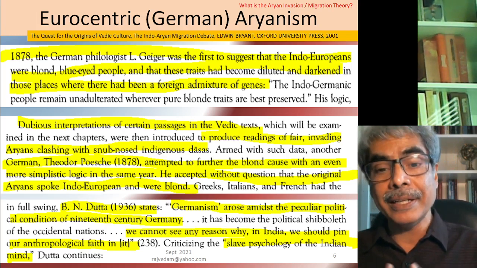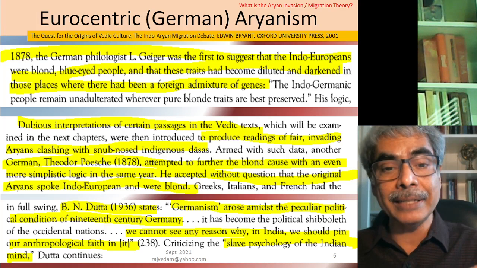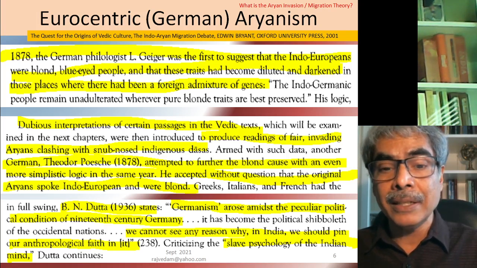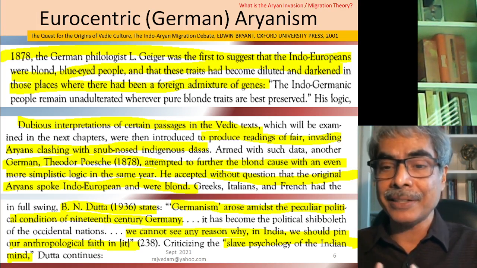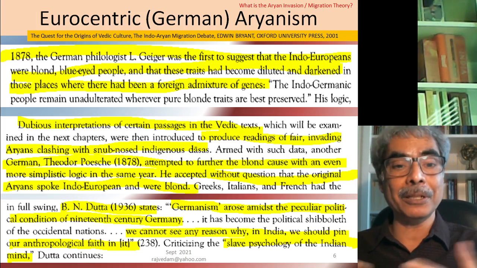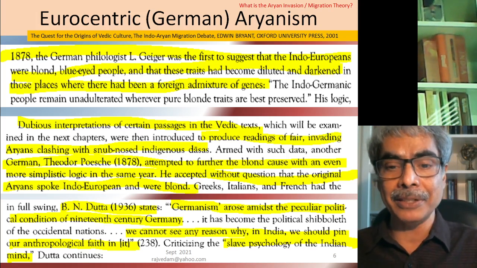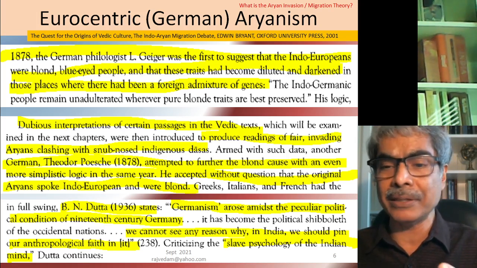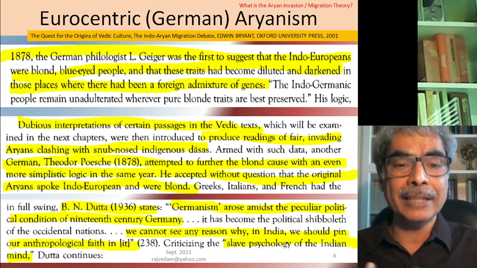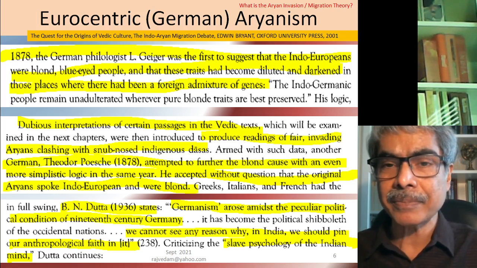Even in those early days, in 1936, the Indian scholar B.N. Datta criticized Germanism, saying that it arose among the peculiar political conditions in 19th century Germany, and there is no reason why Indians should pin anthropological faith in it.